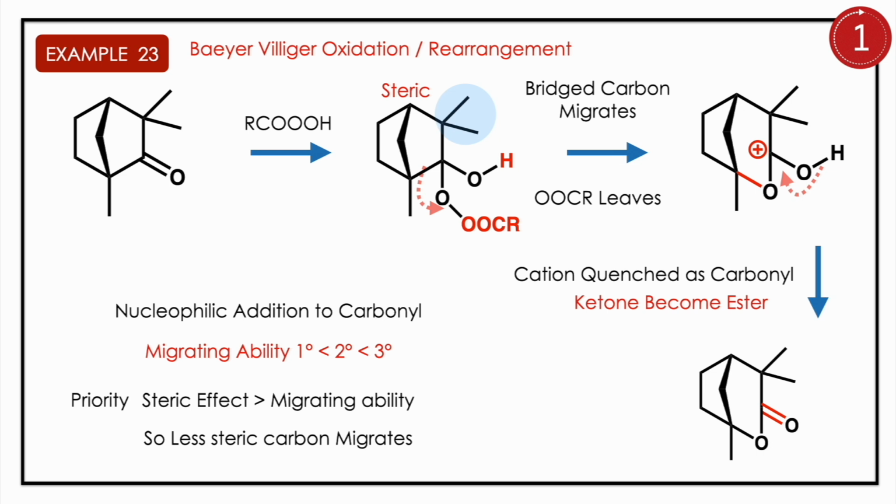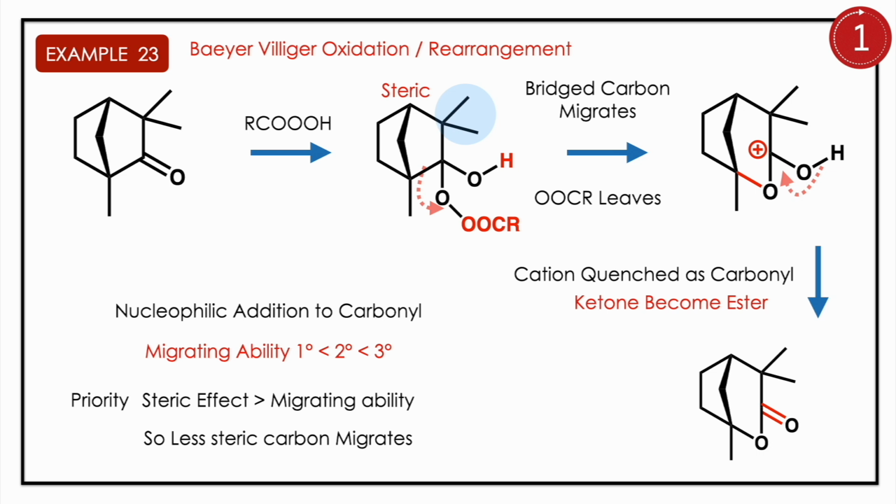Both carbons are asymmetrical, but one carbon is very much sterically hindered. Steric hindrance prevents the migration. Ring rigidity also prevents the migration. So the less sterically hindered carbon migrates. Migration happens on the methylene bridge. Migration happened, RCOO minus eliminates.